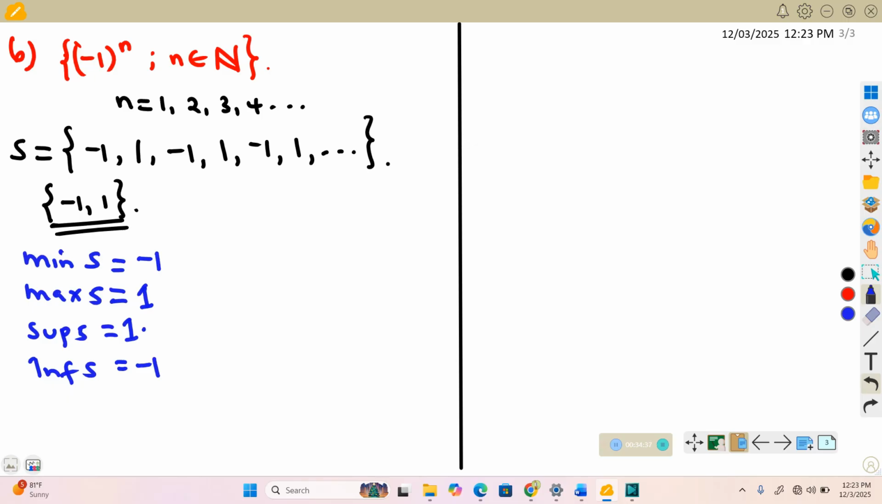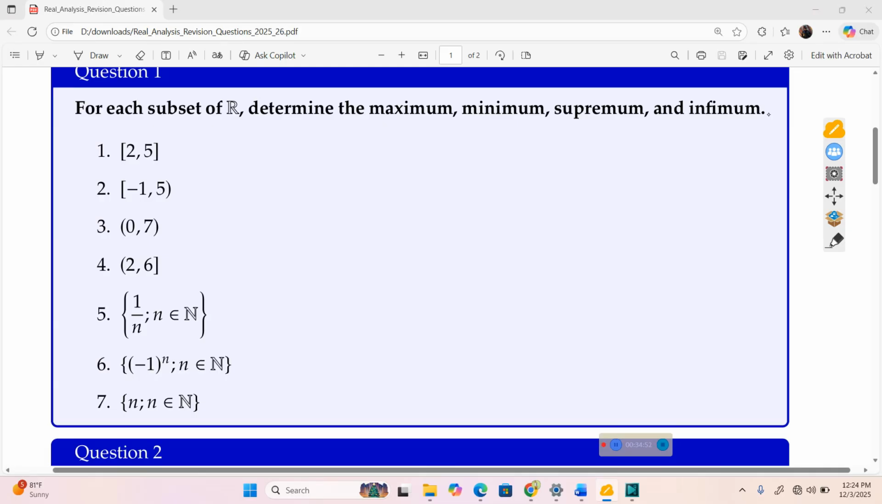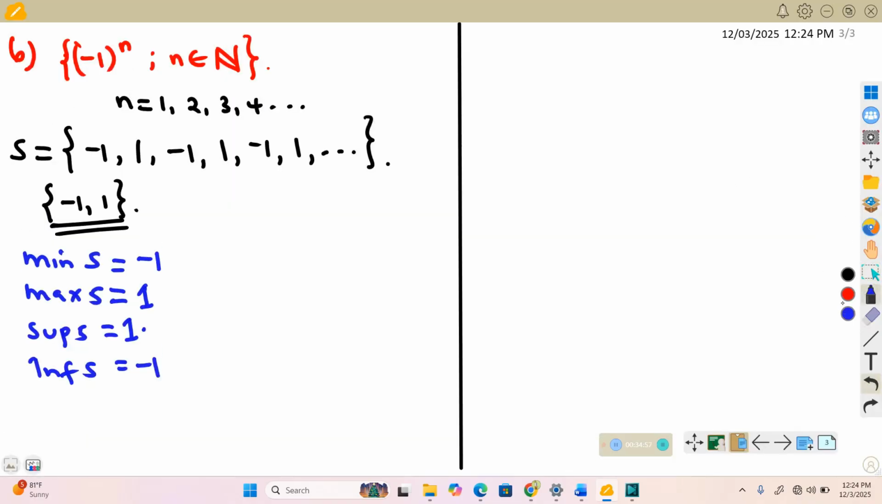And if you have the infimum, it does not mean you will have the minimum. Okay, so basically let us look at the final one, that is part 7. So the final one is n, and n is an element of that. Okay, so let us look at 7. So you are having the set n, where n is an element of the set of natural numbers.